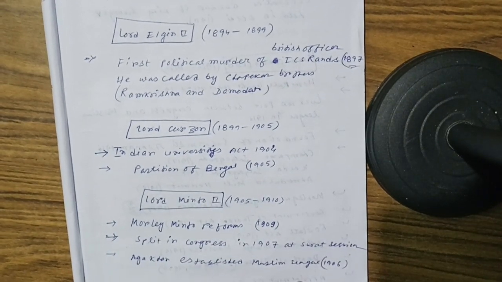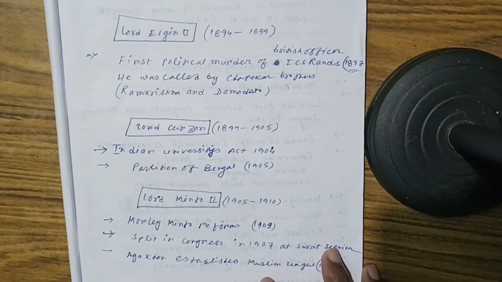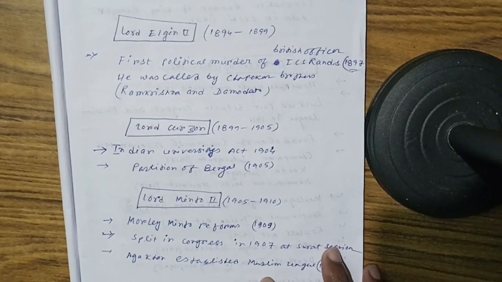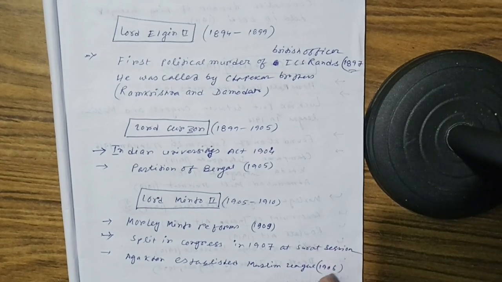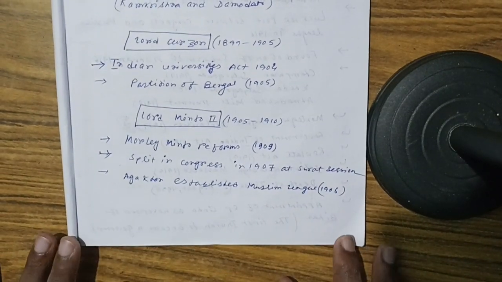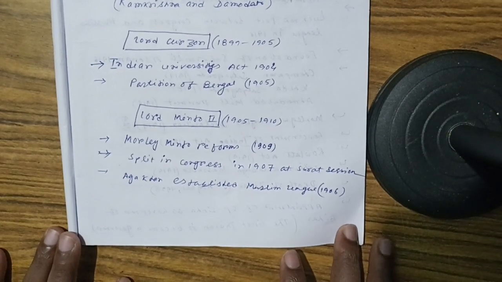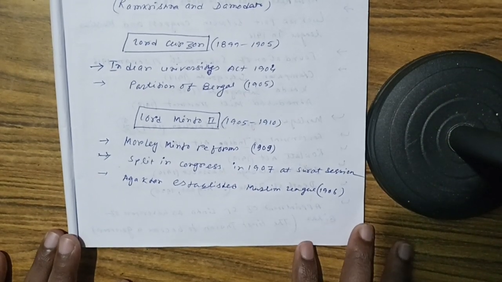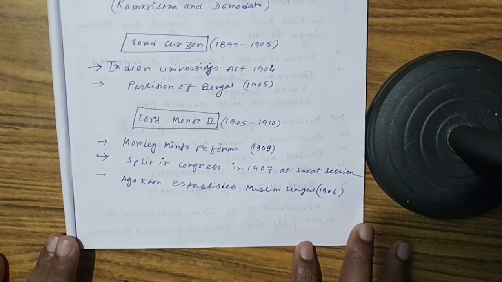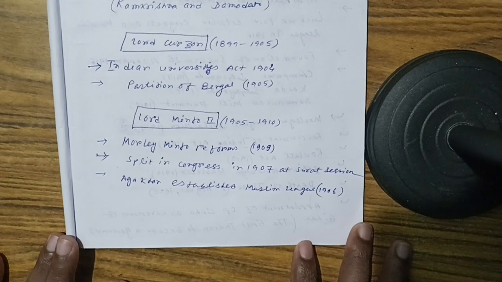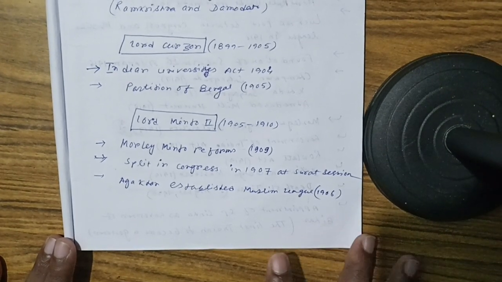Lord Curzon, 1899 to 1905, Indian University Act came in 1904 and partition of Bengal was conducted in 1905. Lord Minto II, 1905 to 1910, Morley-Minto reforms were introduced in 1909. Split in Congress took place in 1907 at Surat session. Aga Khan established the Muslim League in 1906. All these incidents took place in his time.